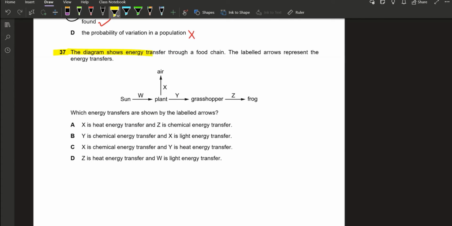Question number 37. The diagram shows energy transfer through a food chain. The labeled arrows represent the energy transfer. So W would be light energy, X would be heat, Y would be chemical, Z would also be chemical. The question says which energy transfers are shown by the labeled arrows. Option A says X is heat energy transfer and Z is chemical energy transfer, which is correct. Option B says Y is chemical energy transfer and X is light energy transfer, which is wrong. Option C says X is chemical energy transfer and Y is heat energy transfer, which is wrong. Option D says Z is heat energy transfer and W is light energy transfer. The first part is wrong, so the correct option would be option A.